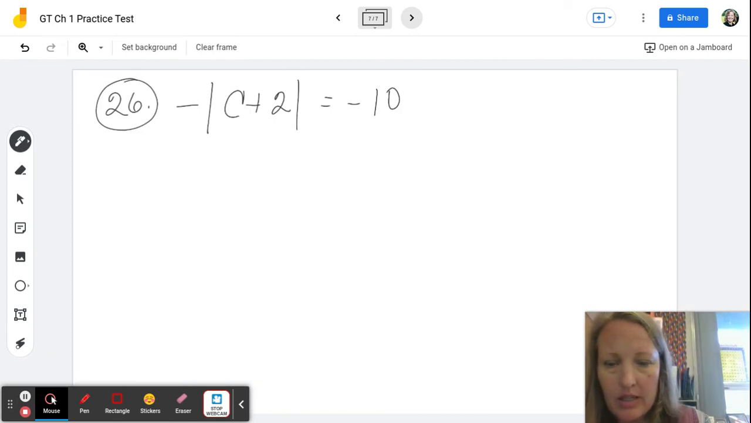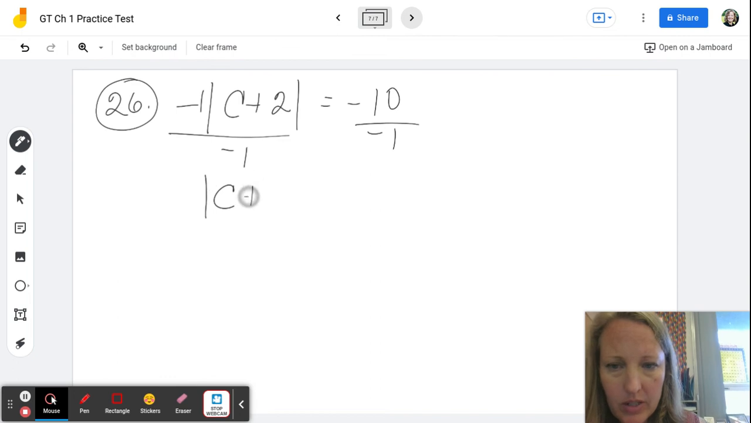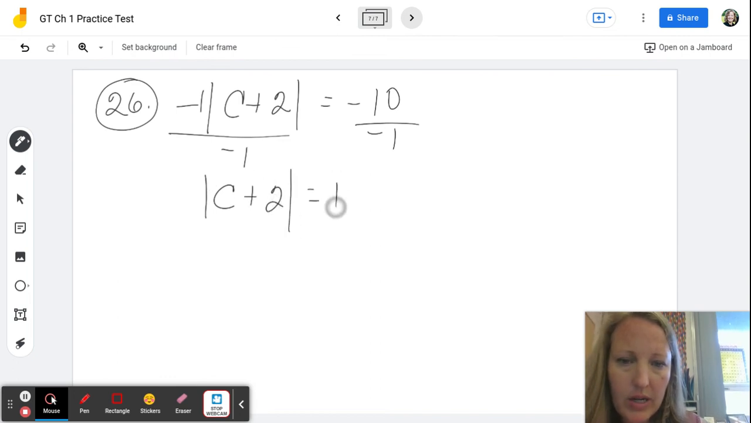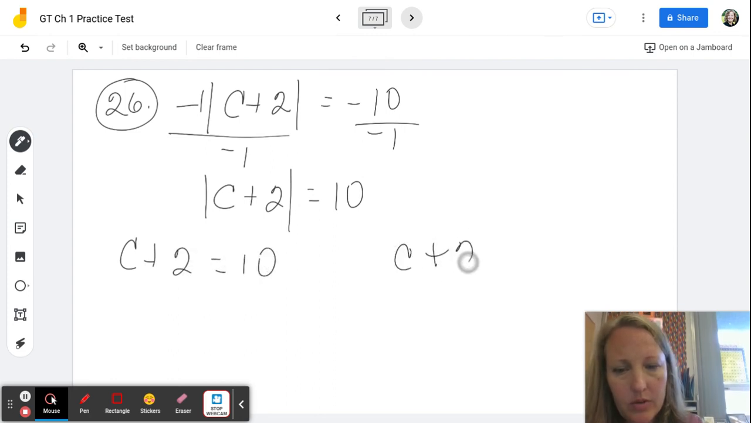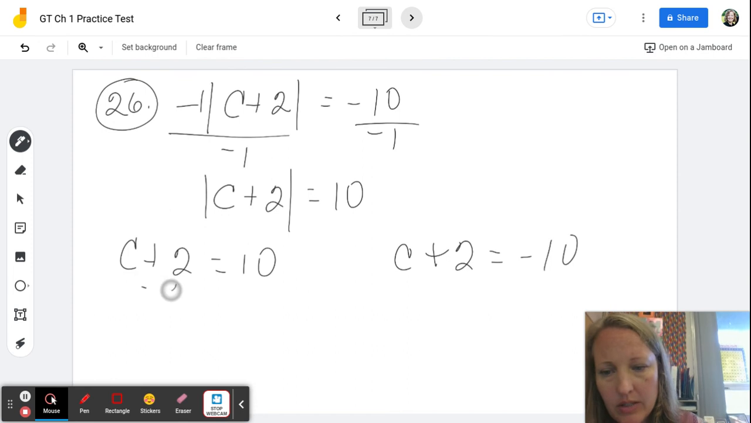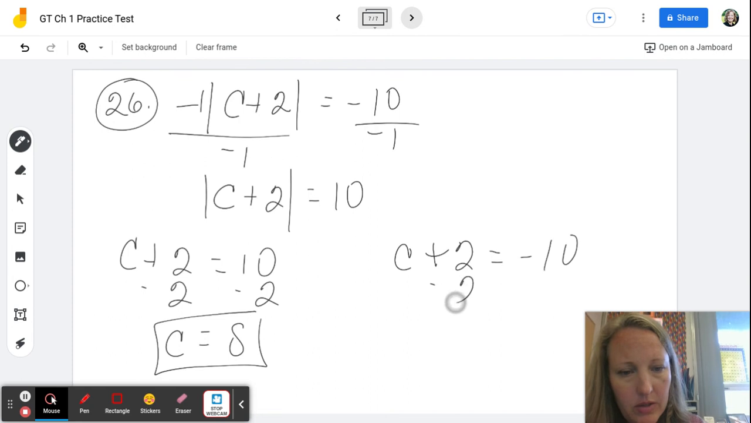26. Okay, so one way to think about this is we could divide by a negative 1. So we have the absolute value of c plus 2 is equal to a positive 10. So this is not a no solution because it's no longer negative here. So then we have two cases. C plus 2 equals negative 10. Minus 2, minus 2, c equals 8. Minus 2, c equals negative 12.